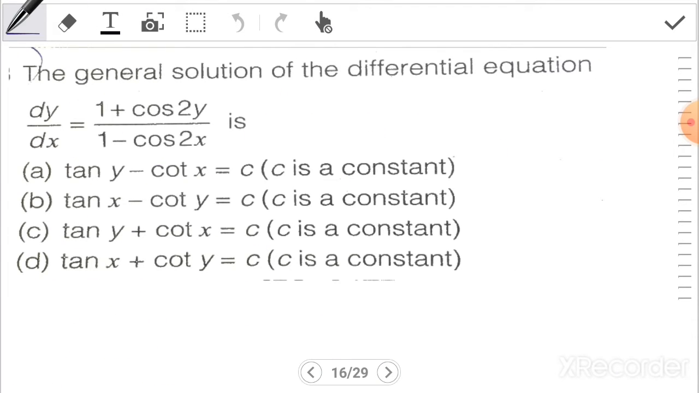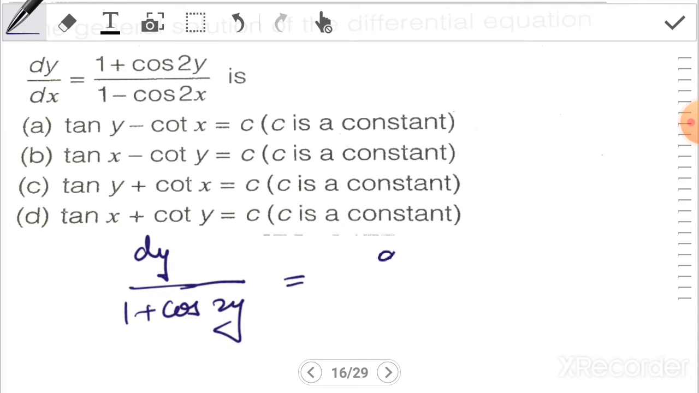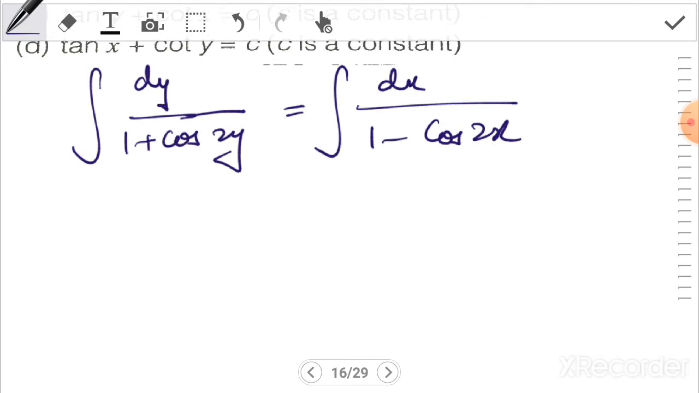The general solution of the differential equation dy by dx is equal to 1 plus cos 2y by 1 minus cos 2x is. Okay, so this can be written as dy by 1 plus cos of 2y is equal to dx by 1 minus cos 2x. So this is in the variable separable form, so we can integrate on both sides.